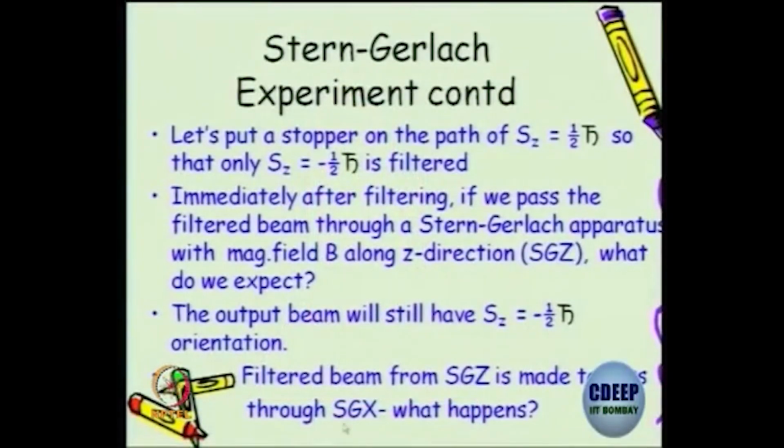What is your expectation? Experimentally, we see again two beams and the intensities of both the beams are equal. This is what we see. Quantum mechanically, we will say that the probability of splitting into two beams are equal. And we write this SZ equal to minus half H cross state to be an equal superposition of the two eigenstates of SGX. Is that correct? Because we see equal intensity of, once you put it through the SGX, we see again splitting.